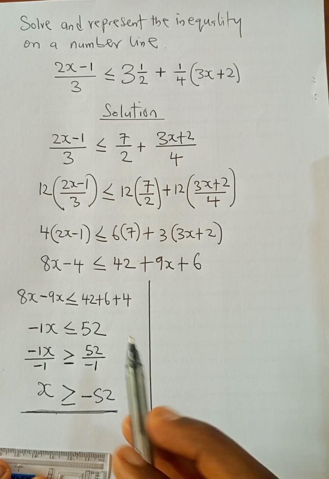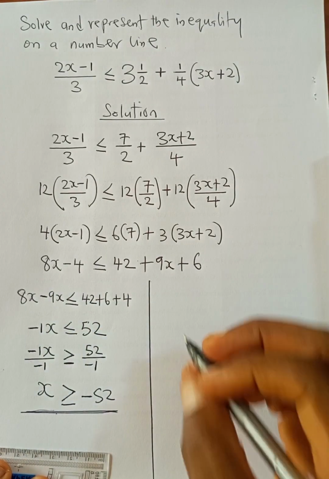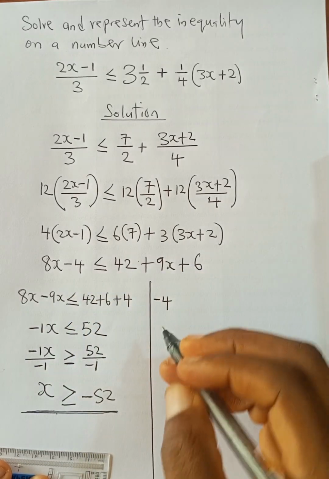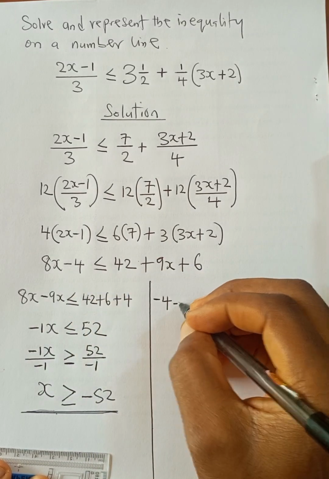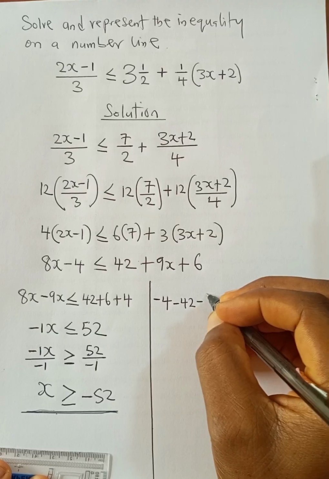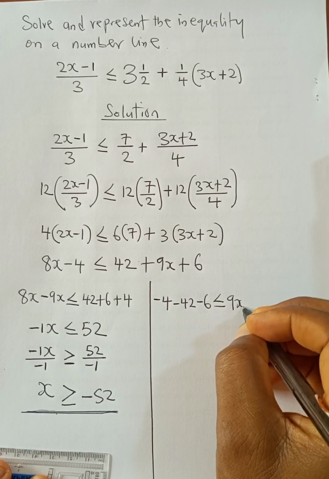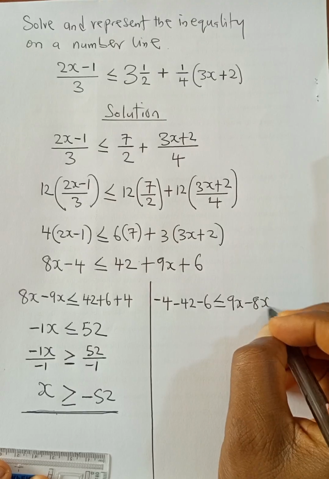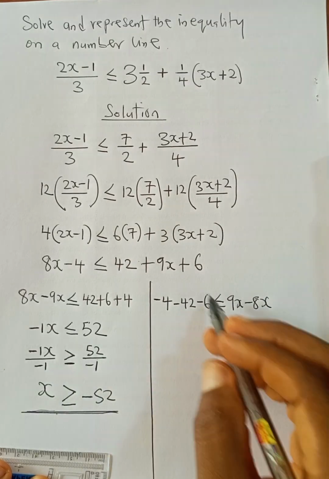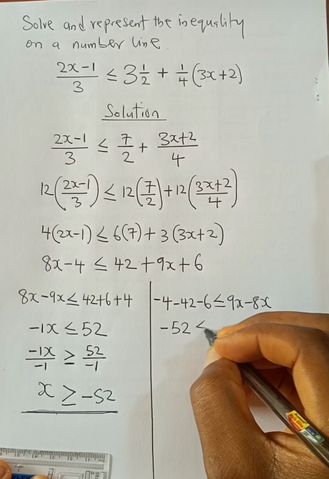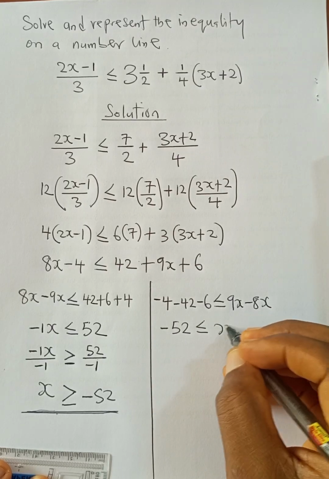Now, someone will say, what if I bring s to this side? Let's see. On this side, there is minus 4 already. Now this 42 comes here, you have minus 42, and you have minus 6 is less than or equal to 9s minus 8x. Of course, all this will still give you minus 52 is less than or equal to x.